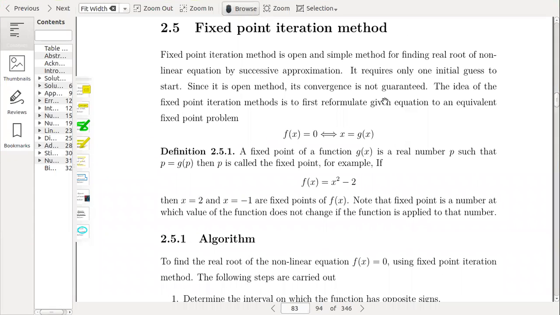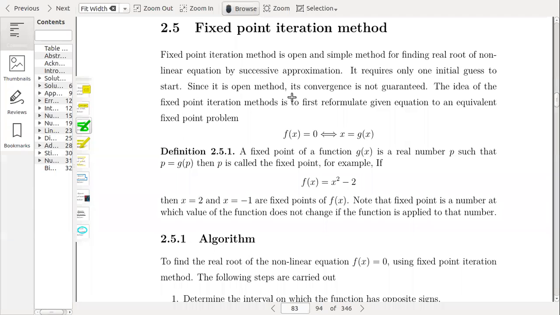Fixed point iteration method. Fixed point iteration method is an open and simple method for finding a real root of a nonlinear equation by successive approximation. It requires only one initial guess to start. Since it is an open method, its convergence is not guaranteed. The idea of the fixed point iteration method is to first reformulate the given equation to an equivalent fixed point problem.